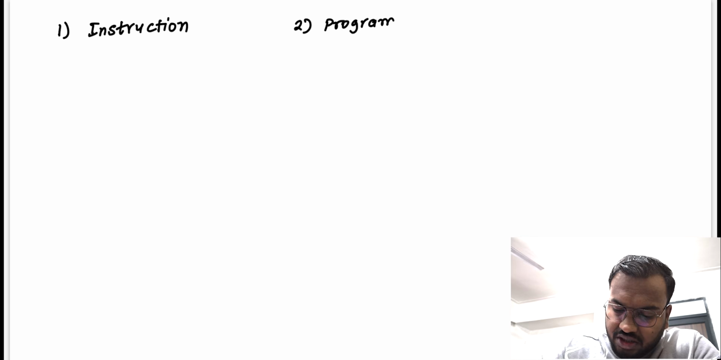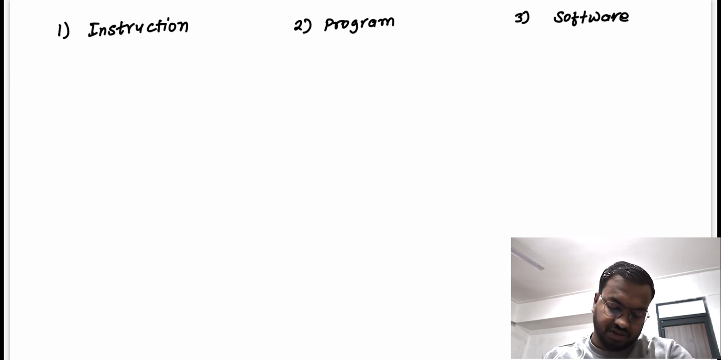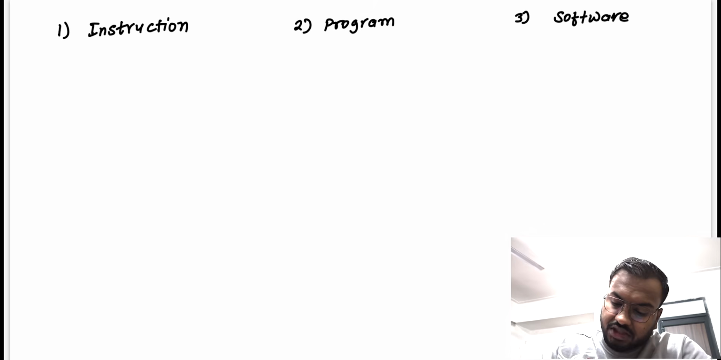The very first term which we widely use is instruction. Second one is program. Third one is software. So let's discuss one by one what is the difference between them. So first, the very first term is instruction.